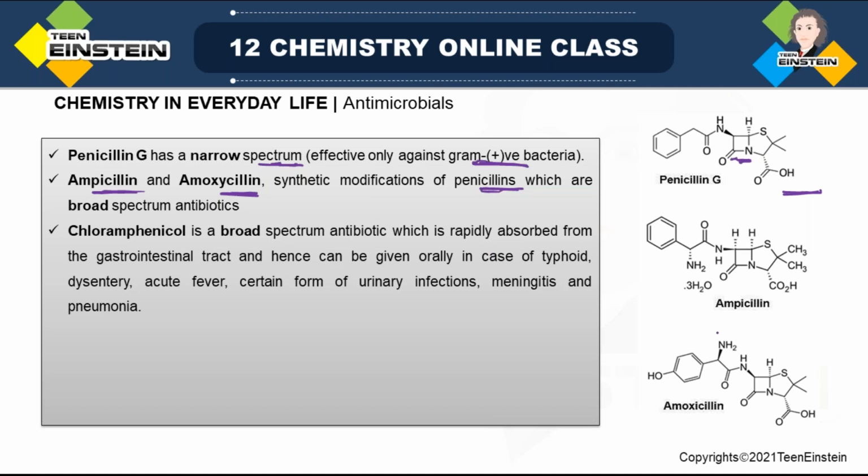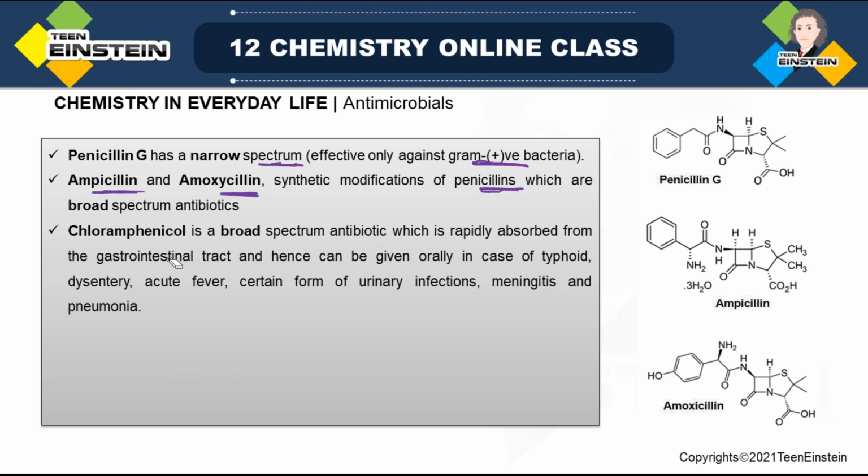the structure of ampicillin and amoxicillin, you focus on this part, there is actually no such change, right? But if you look at the other parts, there is a difference in the substituents. So the basic structure, you will not find any difference. So they are synthetic modifications of penicillin, and after this modification, their spectrum is no longer narrow, now it is broad.